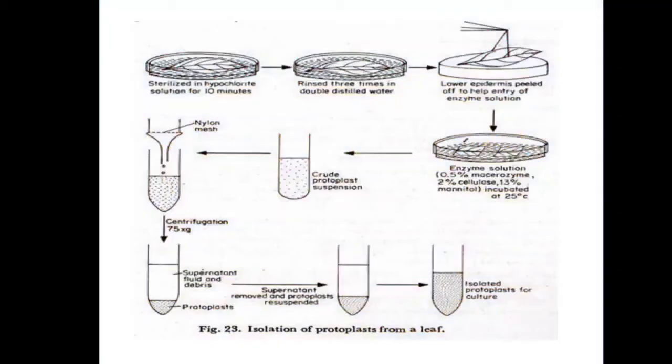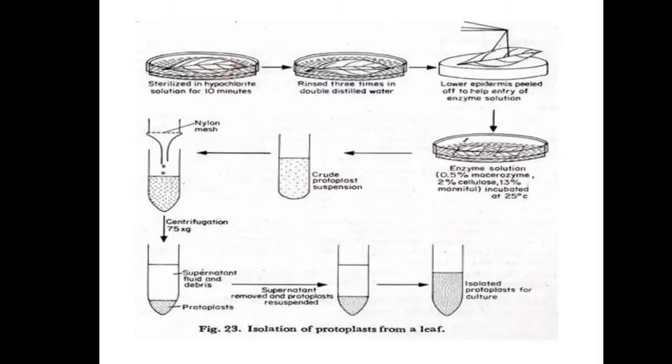So if we see the isolation of the protoplast by using the leaves, here you can see the mature leaves of any suitable plant are taken. Firstly, we have to take the mature leaves of the plant, and then we have to rinse them in tap water.